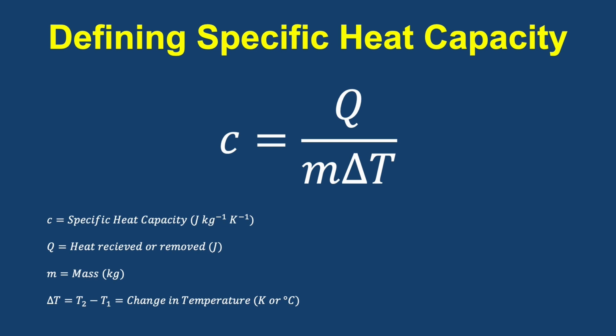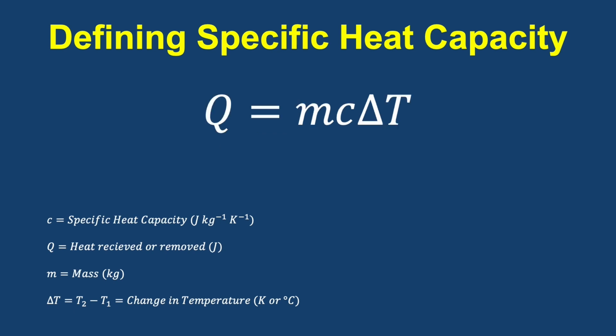Take special note, delta T is T2 subtract T1. That means T new subtract T old. Sometimes delta T will be positive if the material is gaining temperature. Sometimes delta T will be negative if the material is losing temperature.